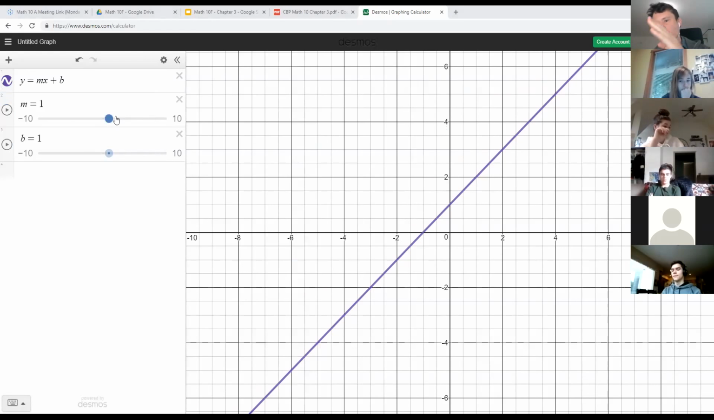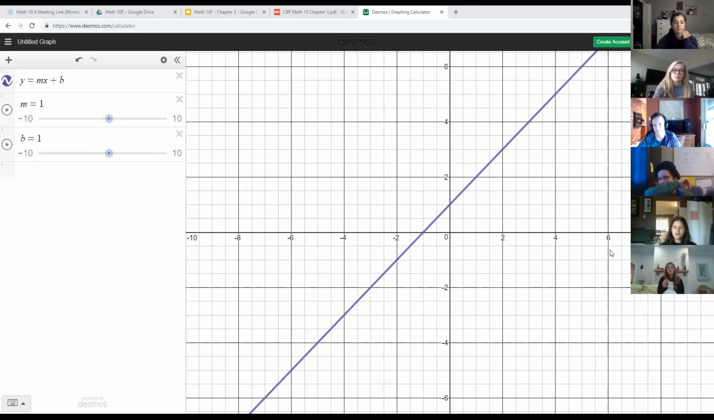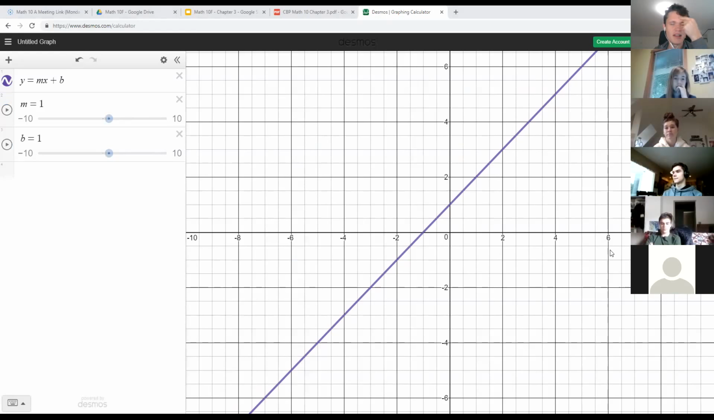So I'm going to change this m value. I'm going to increase it, which means I'm increasing the steepness. I want you to predict. I want you to have a picture in your mind of what's going to happen when I increase m, which is increasing steepness. Picture it in your brain. Use your brain. Okay, you ready? I'm going to increase steepness.